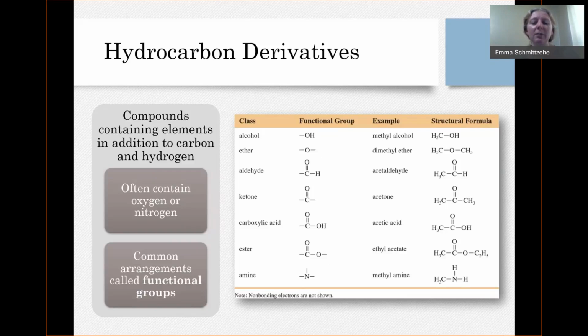Or you can have several different combinations where you have a carbonyl group, a C double bond O. That C double bond O can be attached to an H, it can be attached to just carbons on either side, it can have an OH group coming off, and so on. So there are lots of common arrangements. Here in this table, I give you 7 different ones. These are the most common you'd run across.